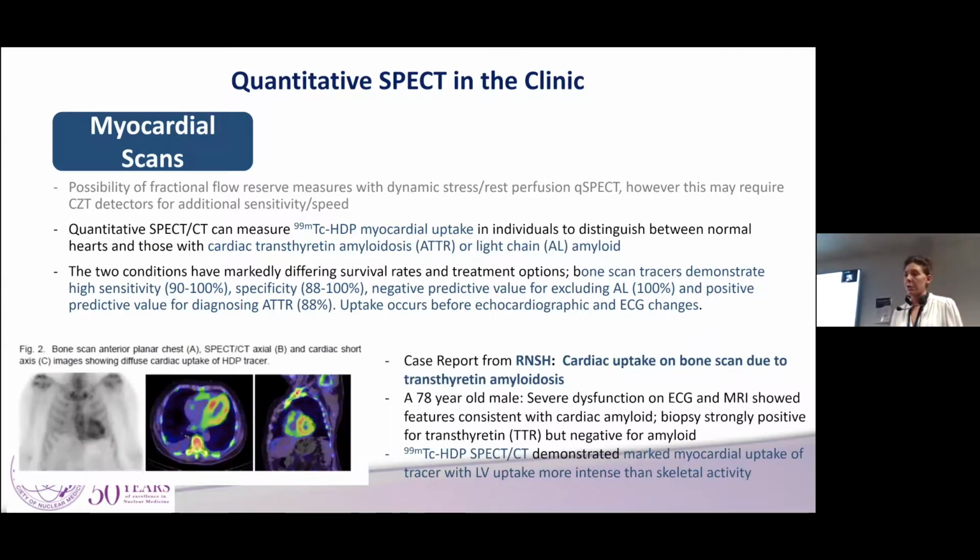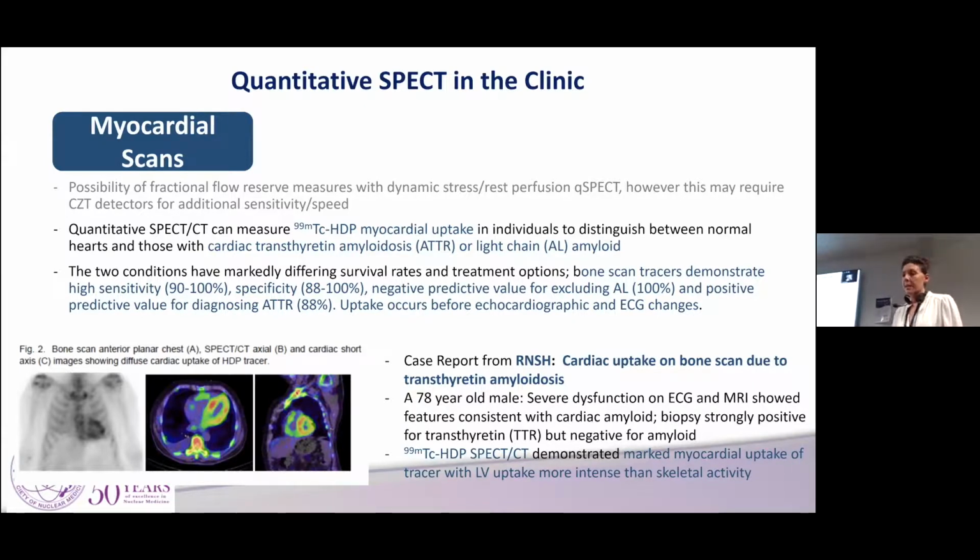So in case you're not aware of what the images themselves look like, this is a case study that was performed at North Shore last year, where a 78-year-old man had severe dysfunction on the ECG. The MRI showed features that were consistent with cardiac amyloid, and he then had a biopsy which was strongly positive for ATTR. He then came to nuclear medicine for a technetium HDP SPECT CT study, and you can see the very marked uptake of the tracer in the myocardium, particularly relative to the skeletal activity. And this is sort of the telltale sign.